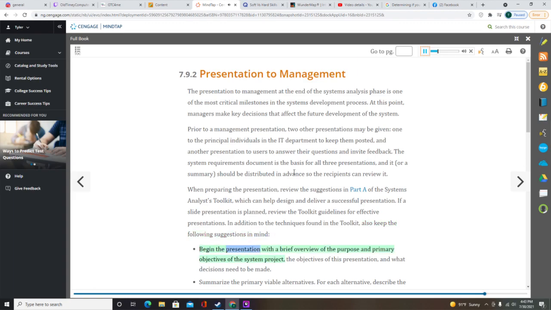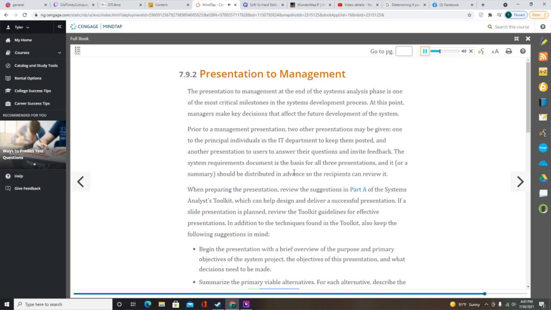Begin the presentation with a brief overview of the purpose and primary objectives of the system project, the objectives of this presentation, and what decisions need to be made. Summarize the primary viable alternatives. For each alternative, describe the costs, advantages, and disadvantages.